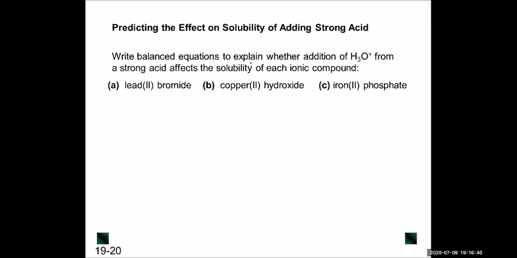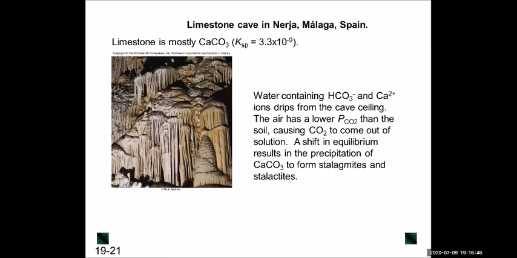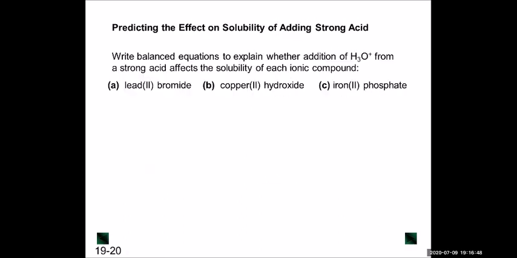And so here's a little short practice. The first one: lead bromide, copper 2 hydroxide, iron 2 phosphate. How will adding hydronium, which is the acid, affect the solubility? The first one, lead 2 bromide.